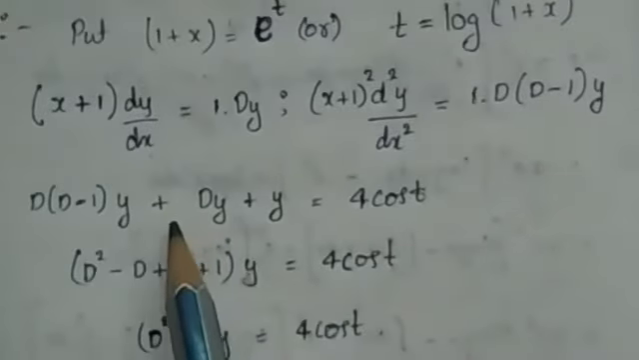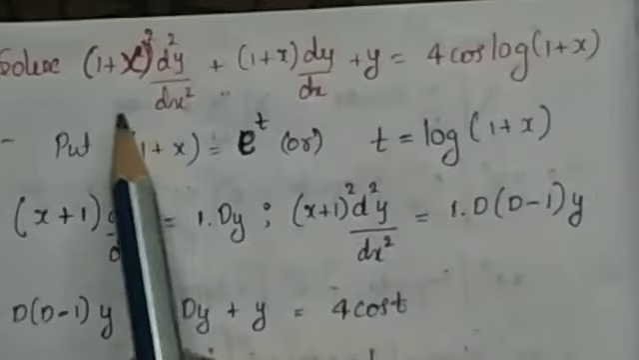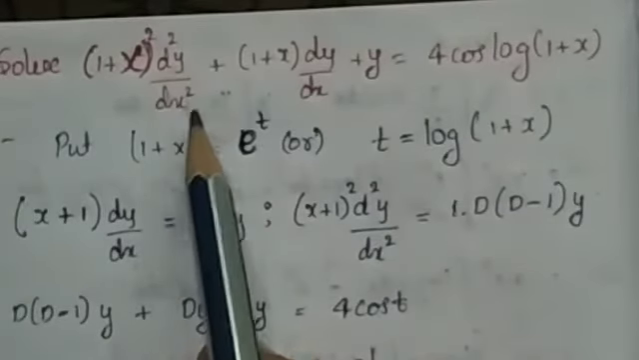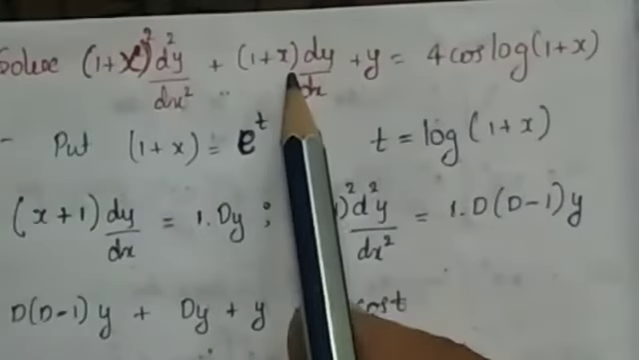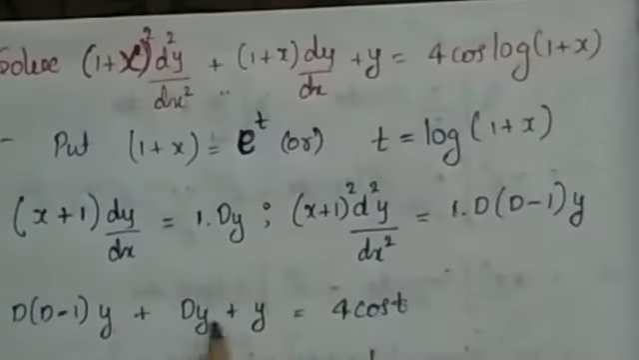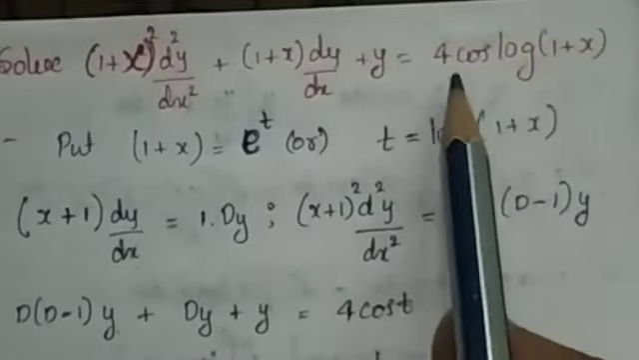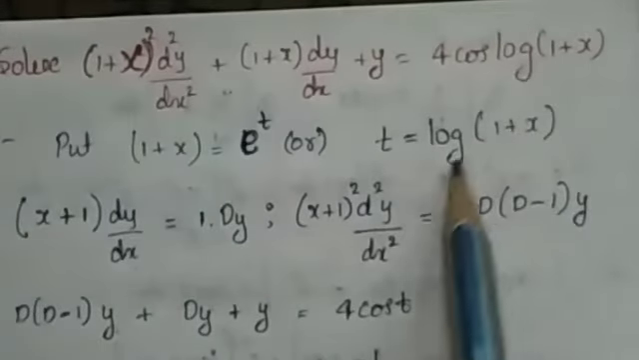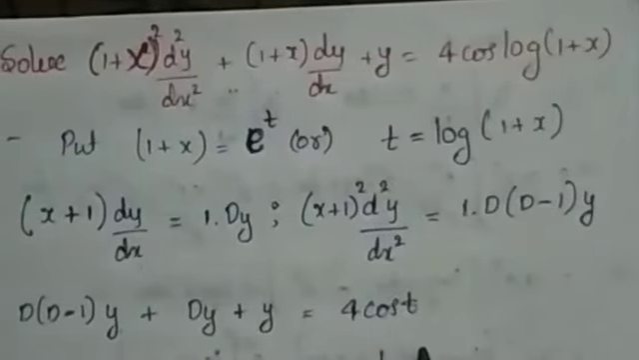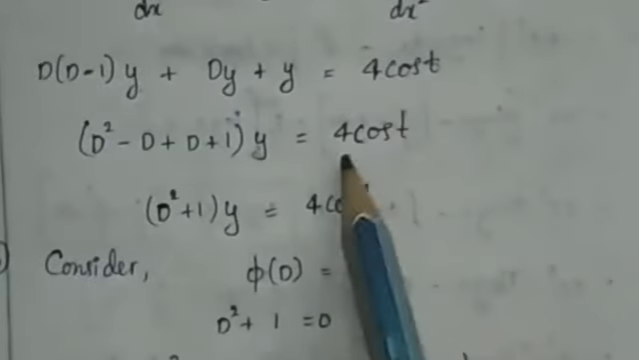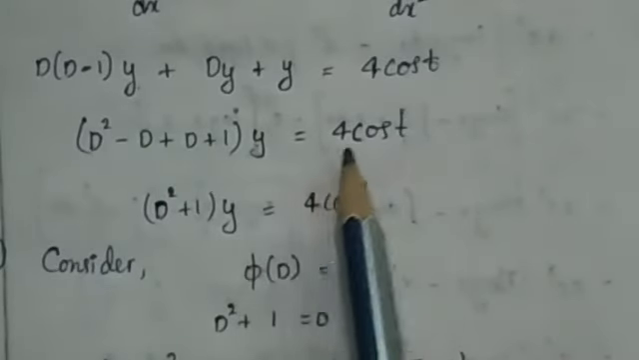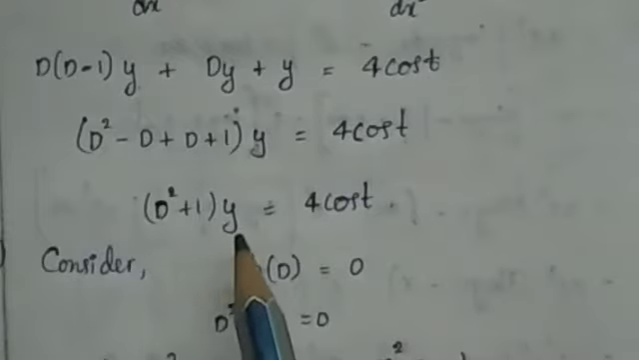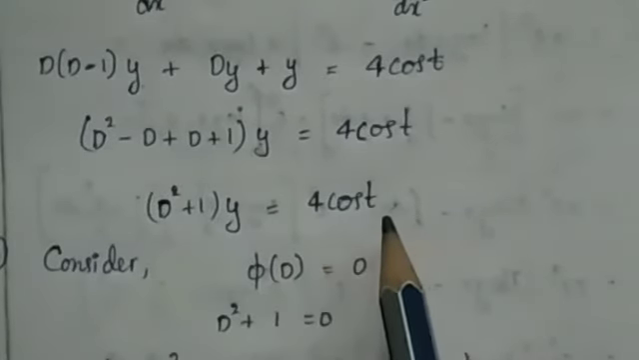So we get (1+x)^2 d^2y/dx^2 is D(D-1)y, plus (1+x) dy/dx is Dy, plus y, which is equal to 4 cos(log(1+x)), and log(1+x) is t. So 4 cos t. In the next step, you take y outside, you get (D^2 - D + D + 1)y = 4 cos t. You get (D^2+1)y = 4 cos t.